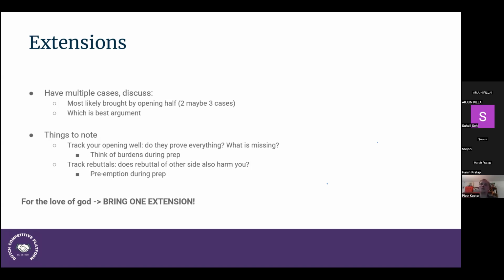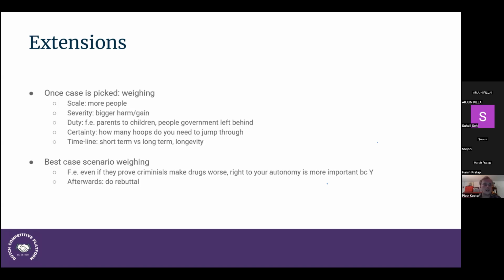How do you do it? Not by bringing 5 separate points, but by bringing 1 point and bringing it really well. So if there's anything you take back from this workshop, it is really only bring 1 extension.